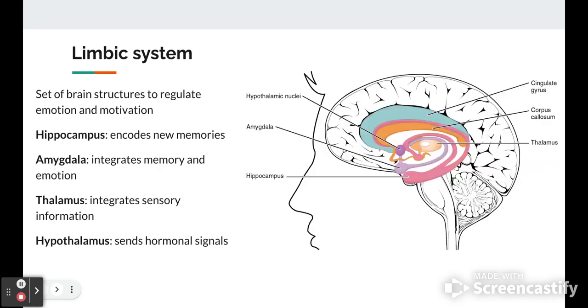Now, beneath the temporal lobe is the limbic system, which is a set of structures that regulate emotion and motivation. So some of the most important regions include the hippocampus, which is a curved structure that encodes new memories, the amygdala, which integrates memory and emotion, the thalamus, which integrates sensory information, and then the hypothalamus, which sends hormonal signals to the rest of the body through the pituitary gland. So the important thing here is to remember that the limbic system is inside the brain, under the cortex.